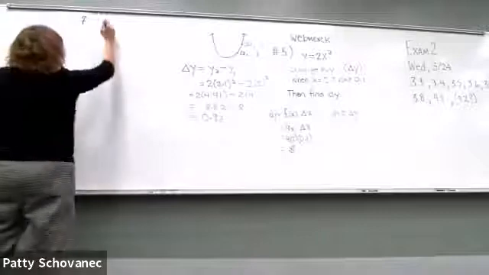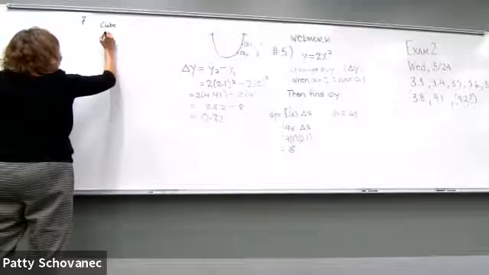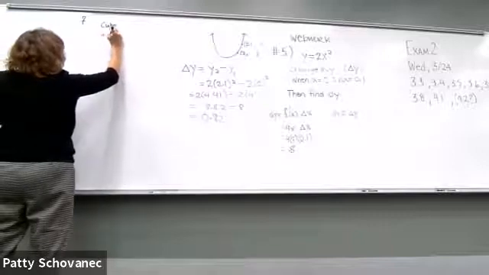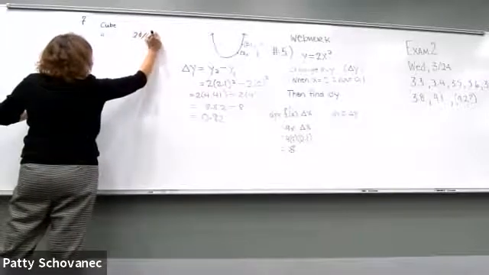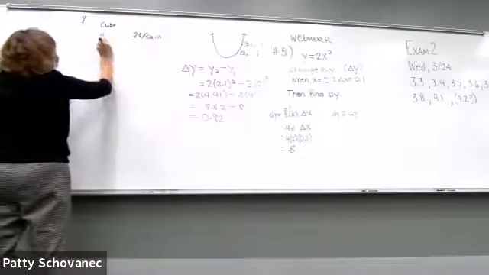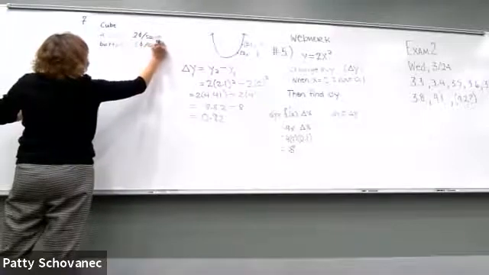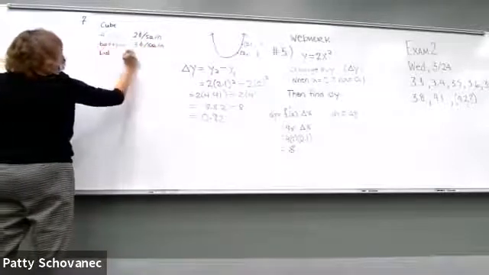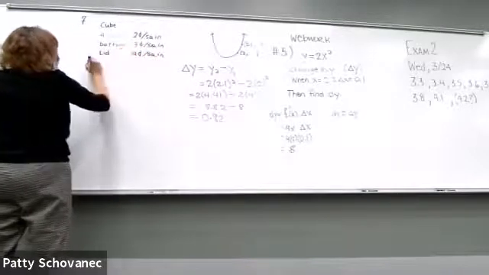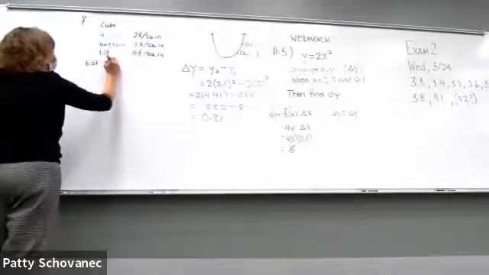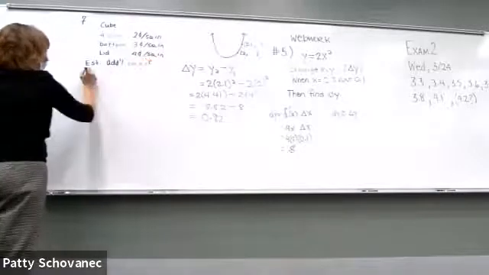A cubical box is constructed from 3 kinds of building material. The material used for the 4 sides of the box costs 2 cents per square inch. The material for the bottom costs 3 cents per square inch. And the material for the lid costs 4 cents per square inch. And then it asks to estimate the additional cost of all the building materials if the length of a side is increased from 20 to 21 inches.